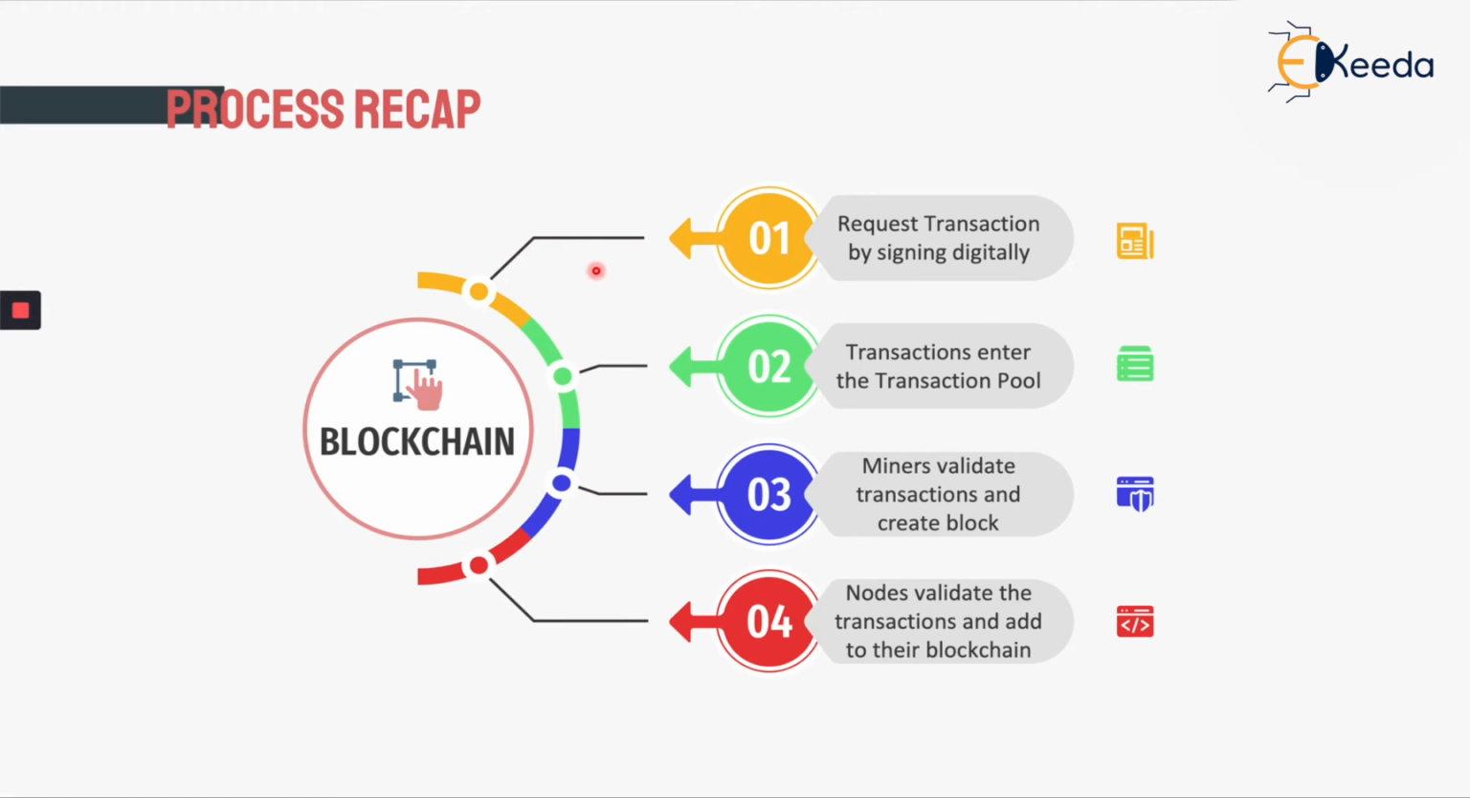Once he sends the block and all the nodes receive it, they will immediately validate the transactions and the block and then add it to their blockchain. Once all the nodes find that it's a valid block, then the miner who came first will receive the reward. He will receive a monetary reward for whatever work he has done. And that's how a transaction gets into the blockchain. Once it gets into the blockchain, your transaction is complete and successful. That's how it works. So this is the recap of the process.